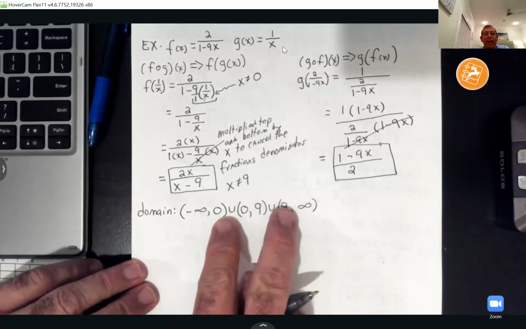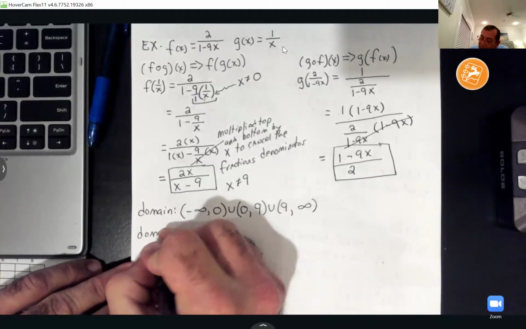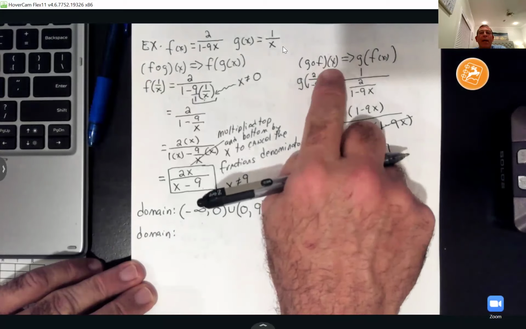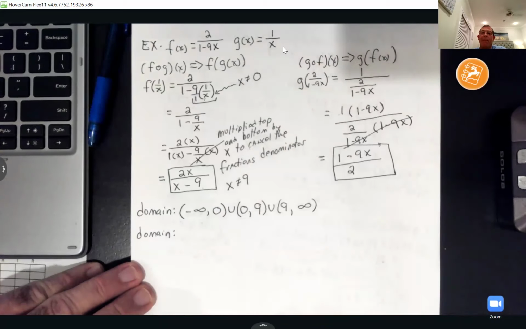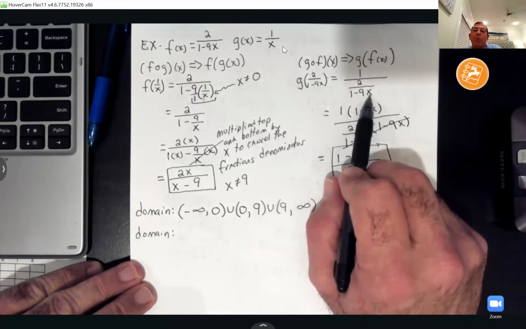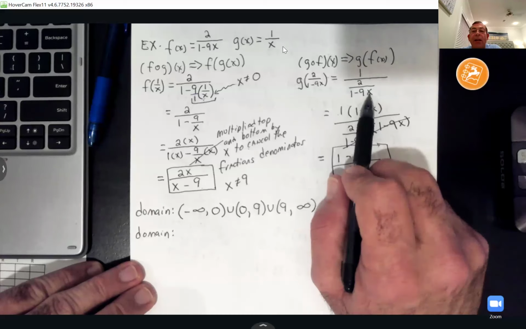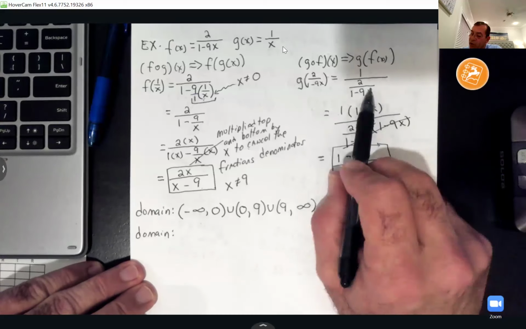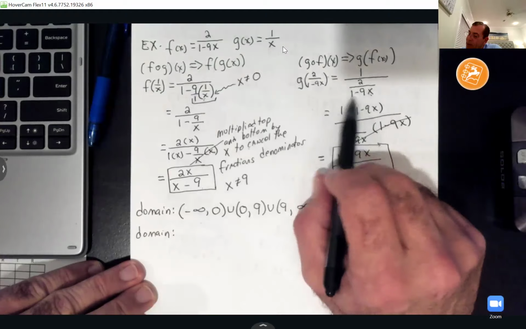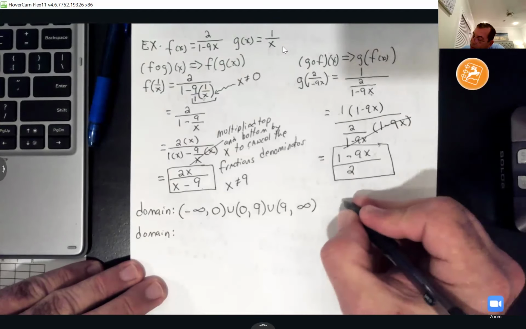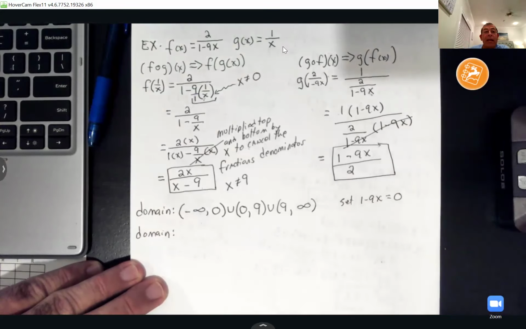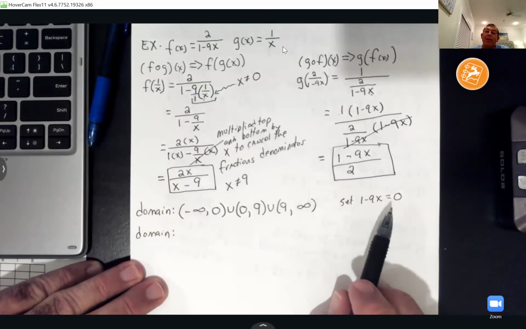Okay, so that's how you kick out the numbers. That was the domain of F compose G. Now let's look at the domain of G compose F. I have a variable in the bottom here, so we need to figure out what this x cannot be. This one's trickier; the other was more straightforward. Right here, with this 1 minus 9x, I would set 1 minus 9x equal to 0, like we did last week, and solve that for x, and that will give me a number to kick out.